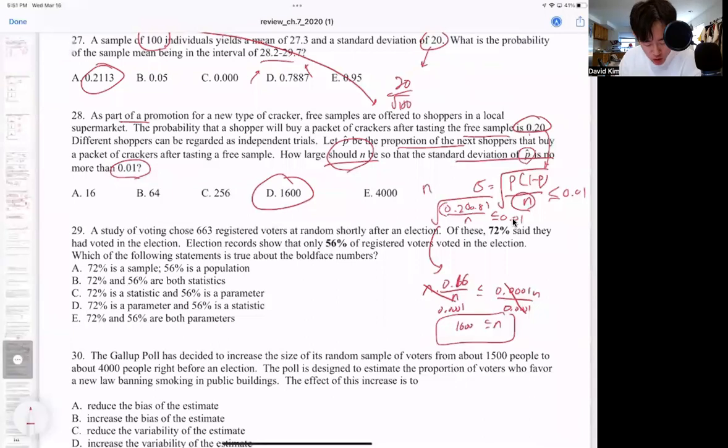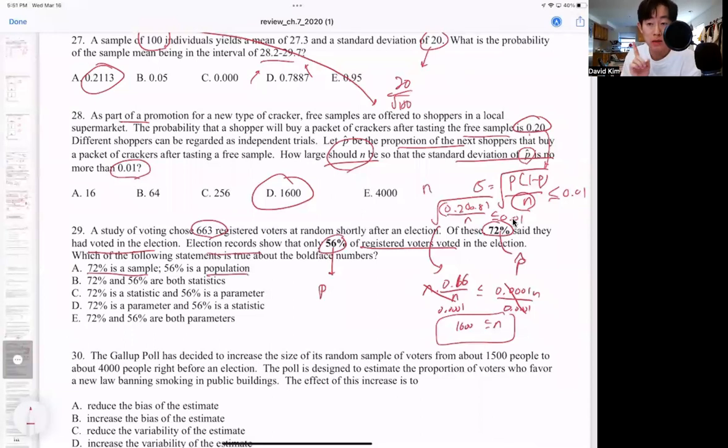A study of voting chose 663 registered voters. 72% said they had voted in the election. Election records show only 56% of registered voters voted in the election. Which of the following statements is true? First of all, this is a sample, right? 663 registered voters at random shortly after an election. But 56% of registered voters voted in the election means that this is your population proportion, and this is your sample proportion. So the 72% proportion is the sample.